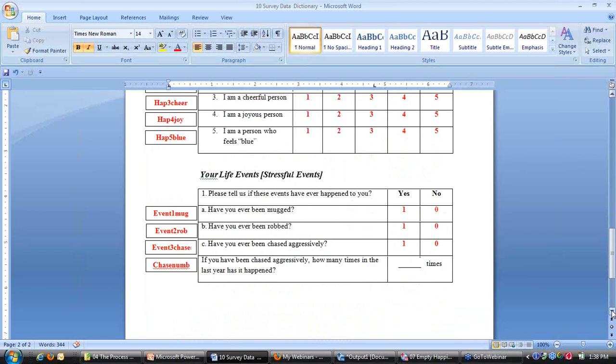Now, this all that apply, you'll see in your life events. It's one question. It says, please tell us if these events ever happened to you. Now, there's have you been mugged as A, have you been robbed as B, and have you ever been chased aggressively as C? Now, what's the trouble in making this one question with categorical responses? The thing is if more than one event has happened, there's no option for that.